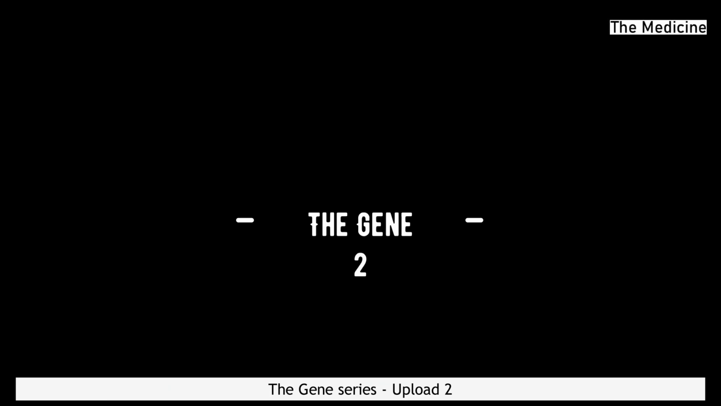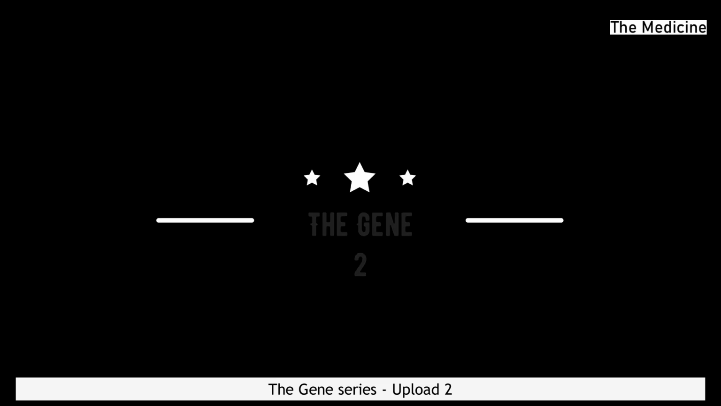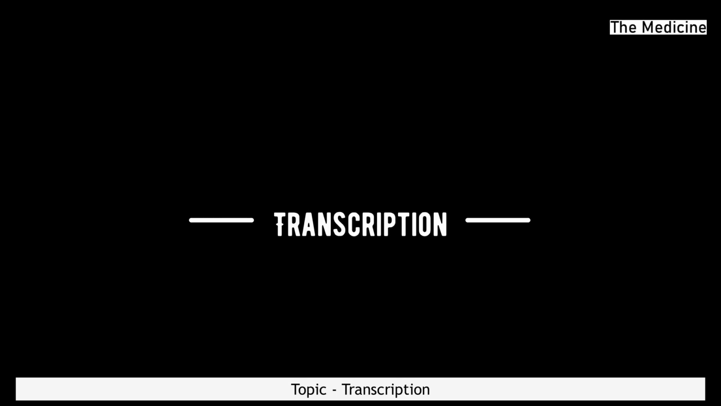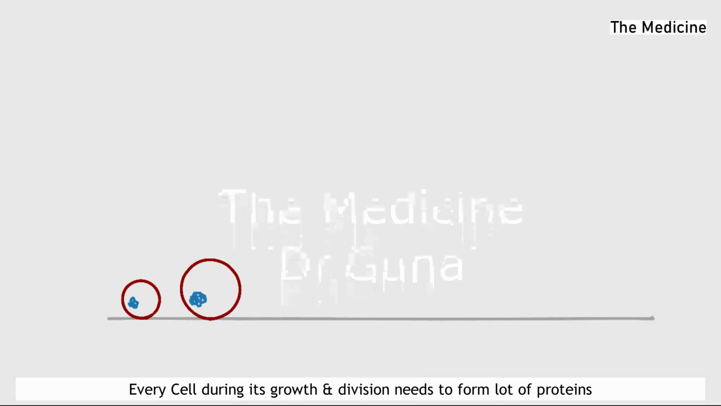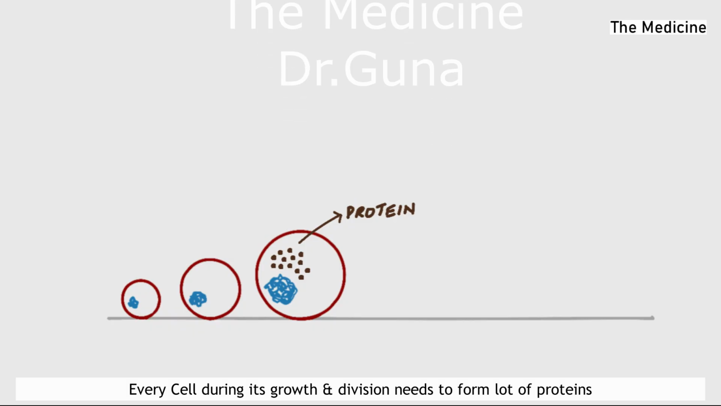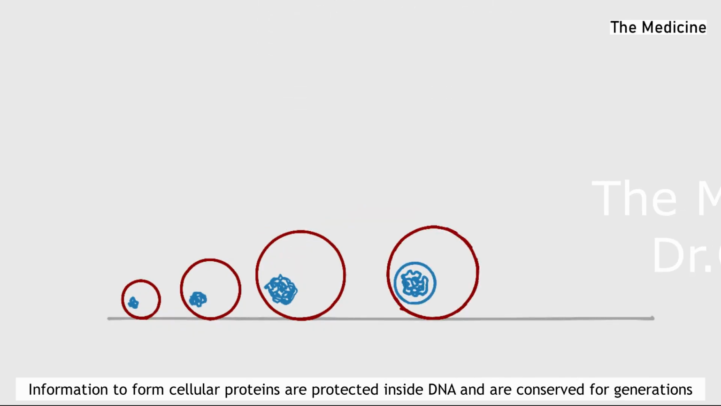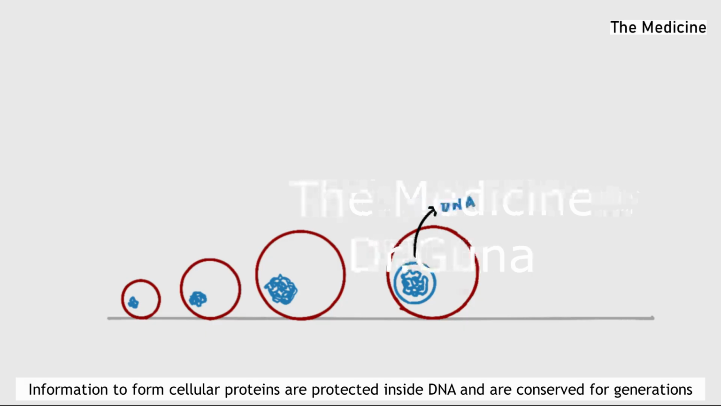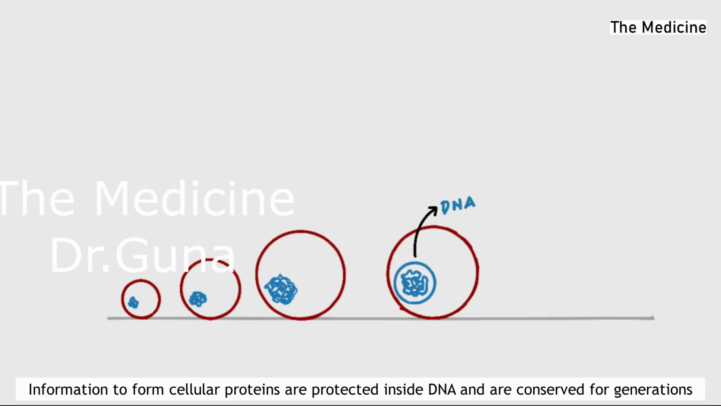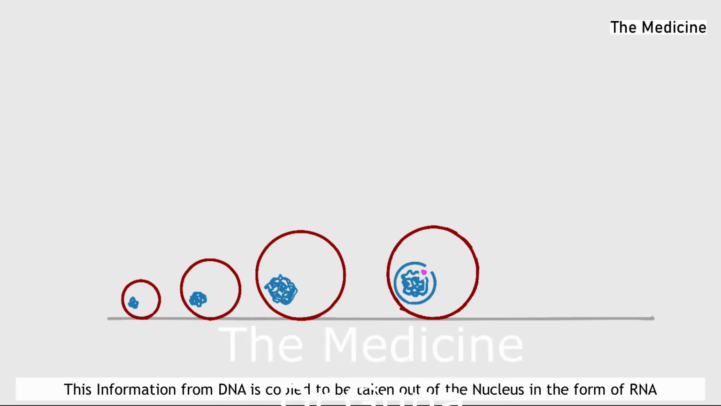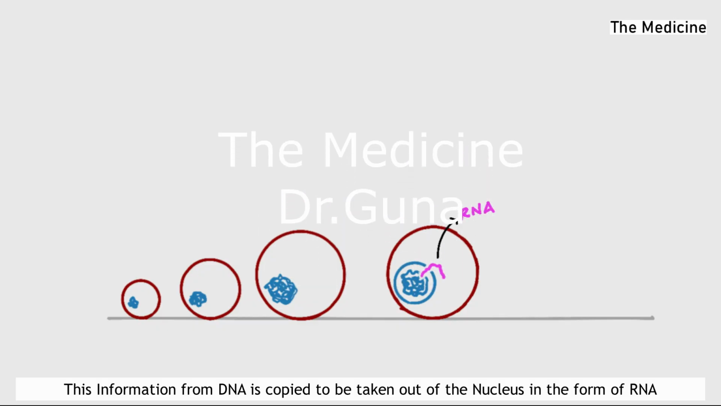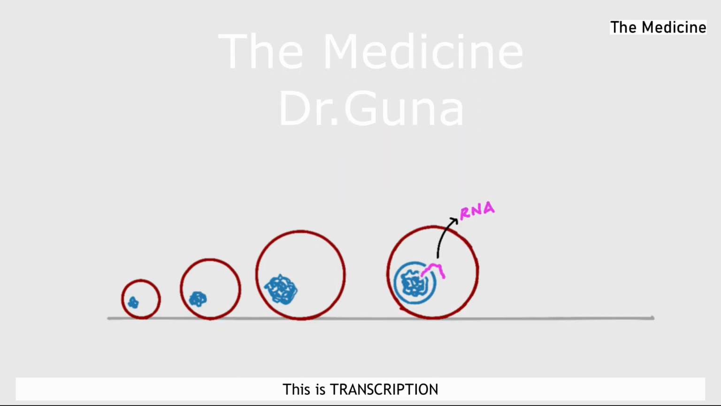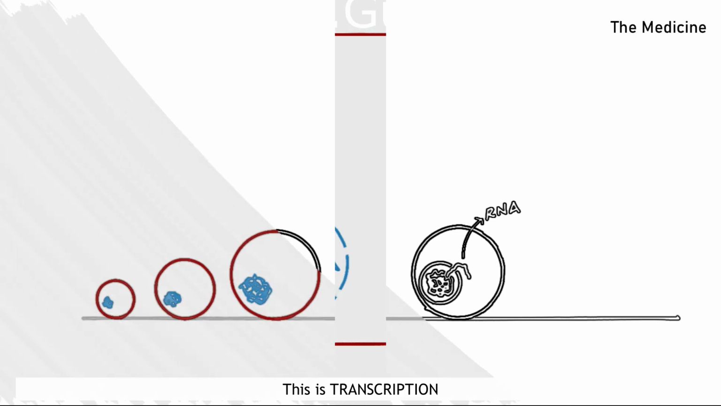Let's continue the gene series, and the topic is transcription. Every cell during its growth and division needs to form a lot of proteins. Information to form cellular proteins is protected inside DNA and is conserved for the generations to come. This information from DNA is copied to be taken out of the nucleus in the form of ribonucleic acid, the RNA, and this process is called transcription.